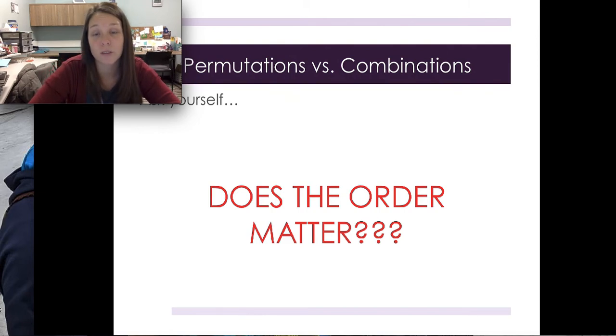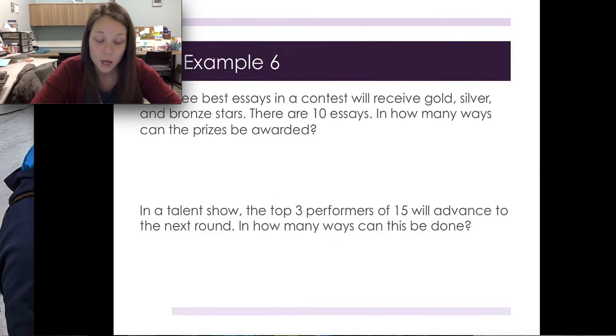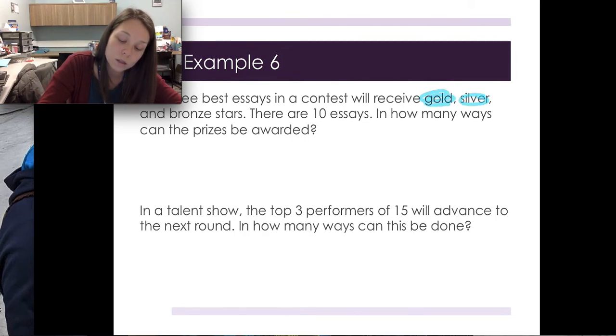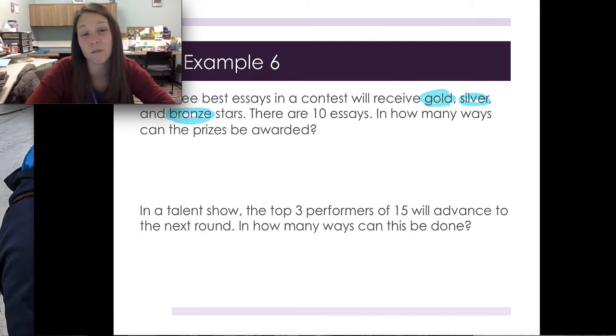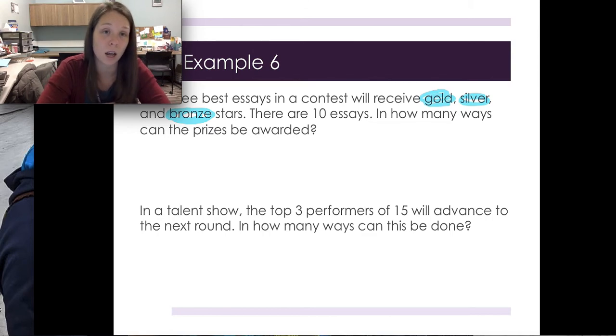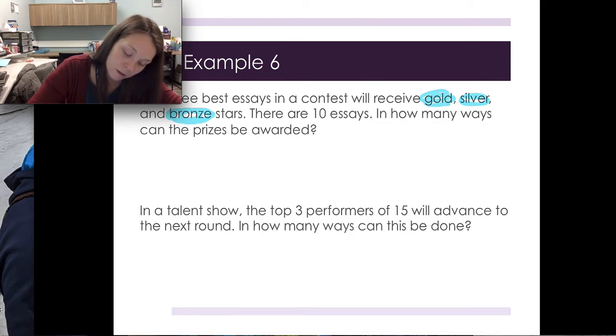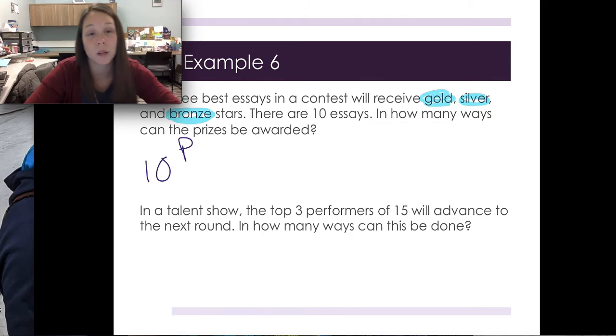So, permutations versus combinations. Always ask yourself the question, does the order matter? In example 6, the 3 best essays in a contest will receive gold, silver, and bronze stars. There are 10 essays, and how many ways can the prizes be awarded? Well, do we care about the ordering of these prizes? We definitely do. Getting a gold, silver, or bronze star means something very different. Getting gold versus silver or gold versus bronze is a much different hierarchy, right? You always want to get the gold. So, this one, we are going to have 10 permutation because the order matters.